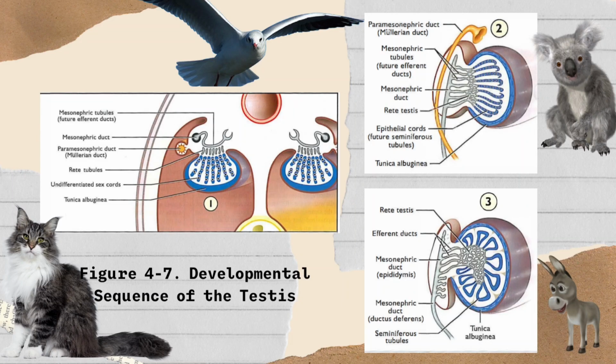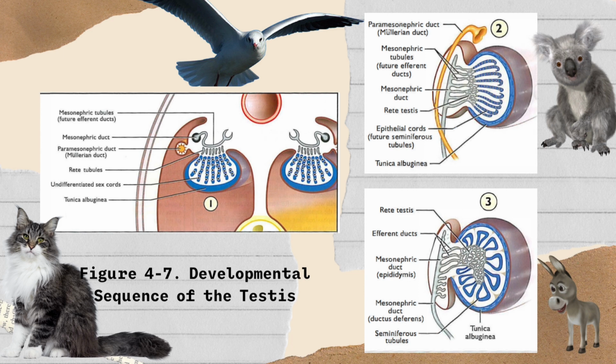Figure 4-7. Developmental sequence of the testis. First figure, a transverse section through the developing gonadal region of the embryo. The undifferentiated sex cords begin to align themselves with the small rete tubules. The mesonephric tubules have not interconnected with the rete tubules. The surface of the undifferentiated gonad is covered with a layer of connective tissue called the tunica albuginea. The paramesonephric duct, or Müllerian duct, is present but serves no function.